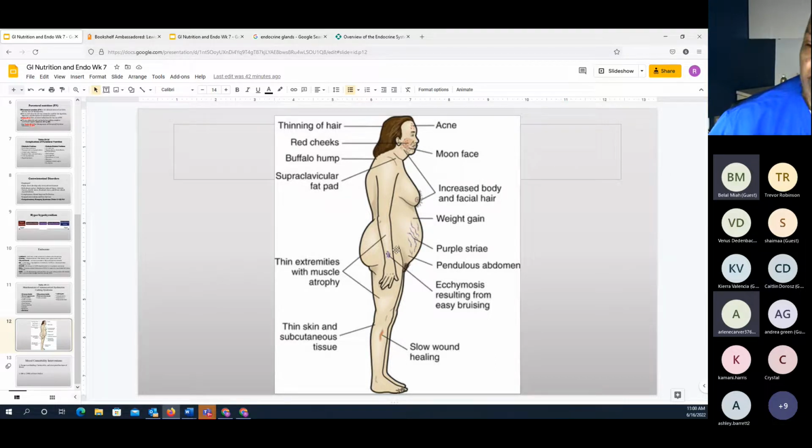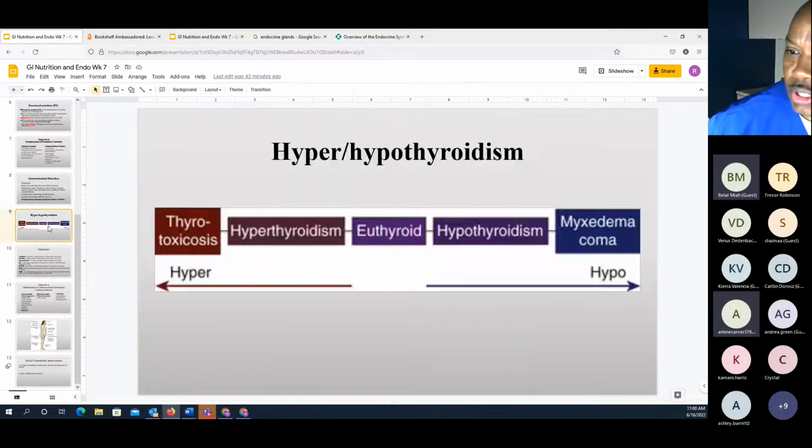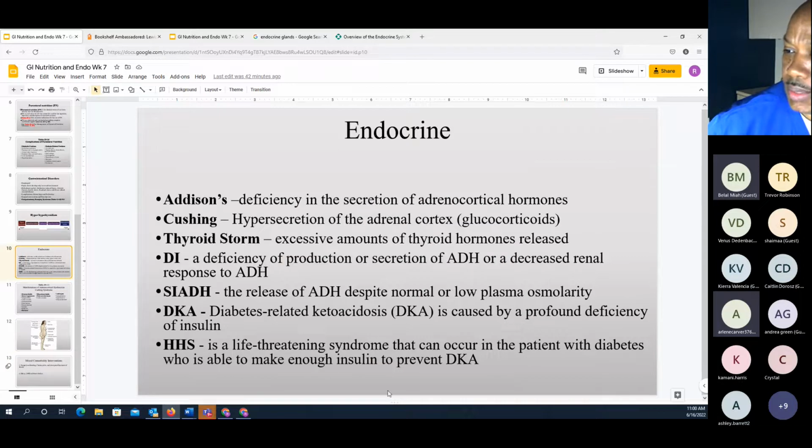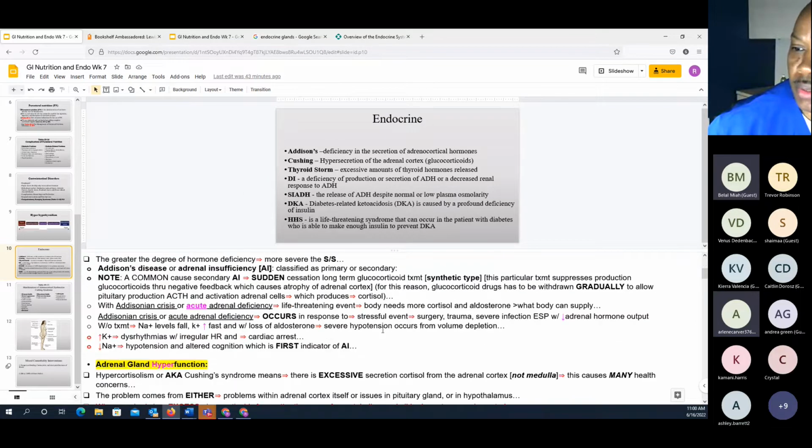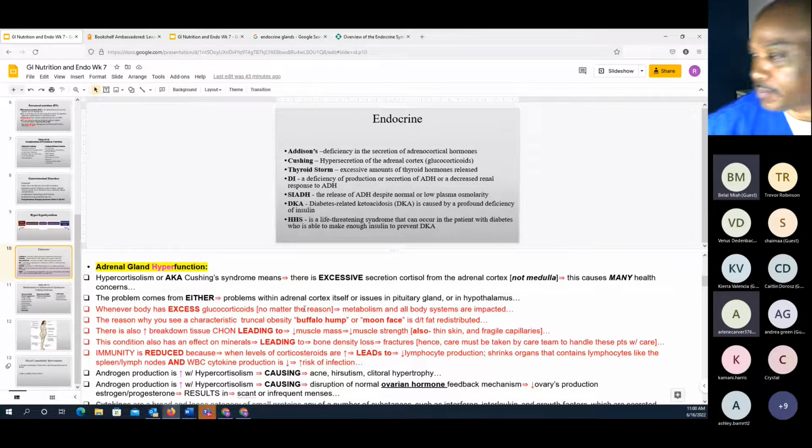All right. When you think about the slow wound healing, for example, it's because when glucose levels are so high, our white blood cells don't work very well. And so it sets these patients up for infection risk and what have you. So I kind of jumped there, but just want you to see that image and just think about some of the symptoms that we'll be discussing.